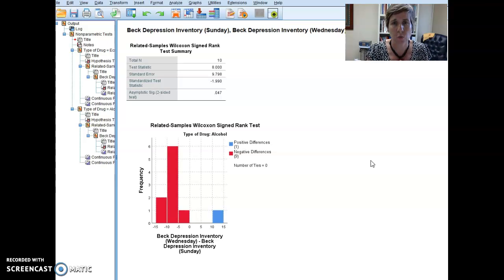Remember, the key thing on this one is that it's the same people, or this is measured twice, versus the Mann-Whitney, which used two independent groups that looked at ecstasy and alcohol. This is looking within the alcohol group between Sunday and Wednesday, and in the ecstasy group between Sunday and Wednesday.